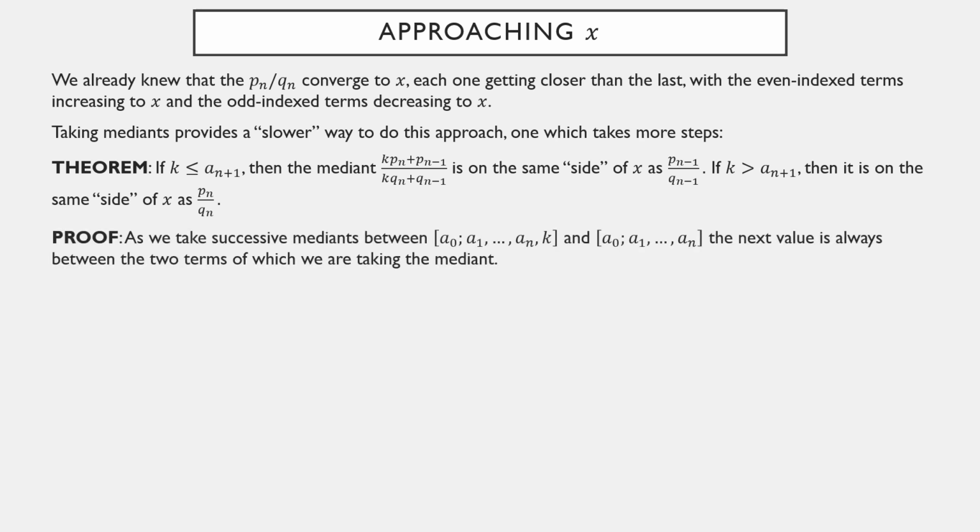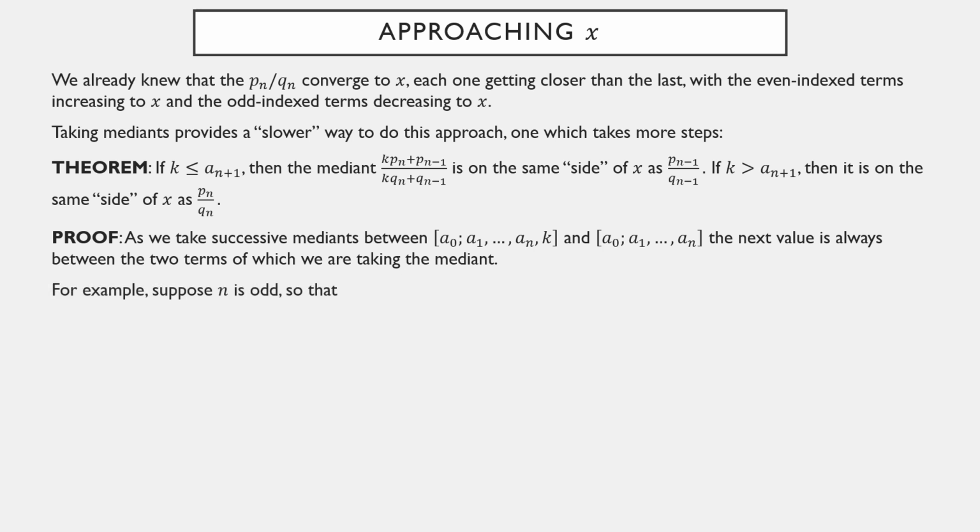So we know that as we keep taking successive mediants, observe this is going to be (k pₙ + pₙ₋₁)/(k qₙ + qₙ₋₁), this one right here. And this right here is just pₙ/qₙ. So continuing to take mediants with pₙ/qₙ is how we keep adding 1 to this index k up here. The next value we take is always between the two we started with. So depending on whether n is even or odd, we're either increasing or decreasing, but towards pₙ/qₙ.